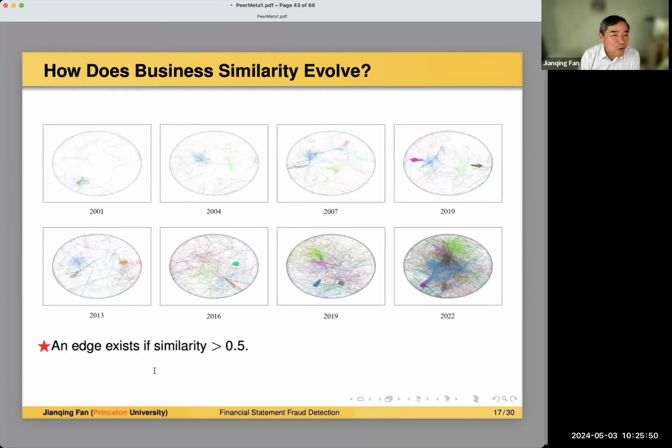Now if I look at how business similarity evolves, this is what you can see: the number of firms in our normalization. At the beginning there are not that many firms, a little over 1,000. As we go on, there are more and more firms, so the business similarity network gets denser and denser. Here we put in a graph where similarity is bigger than 0.5.